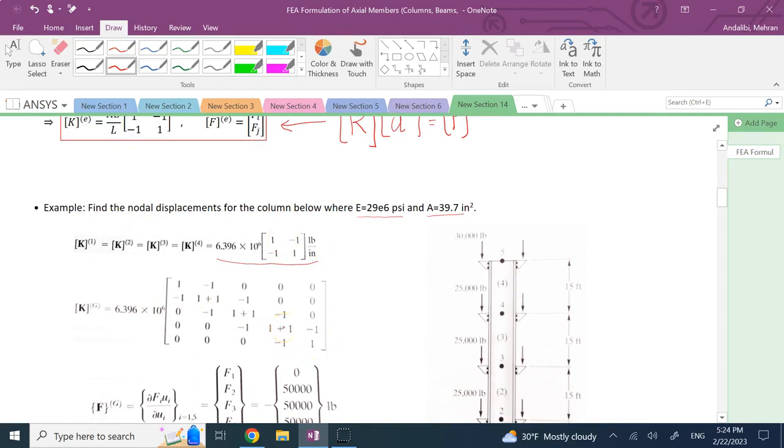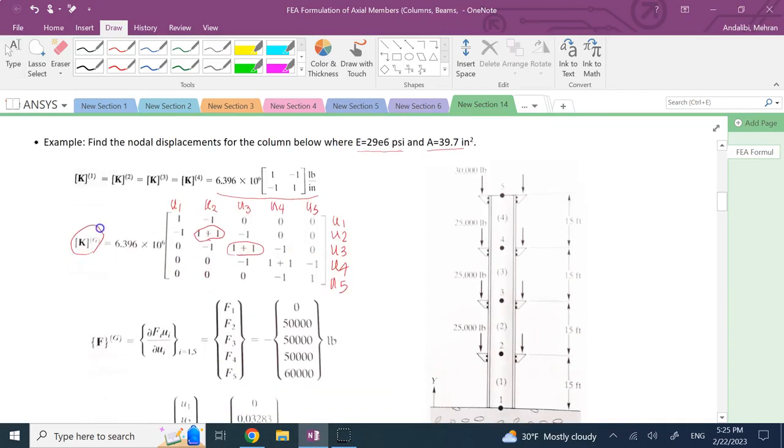Remember here we have U1, U2, U3, U4, and U5, and the same thing for the rows, and then we plug each one of those matrices into its corresponding position. Where you see that they overlap, you have entries added together. So this is going to be the global stiffness matrix for the whole column.